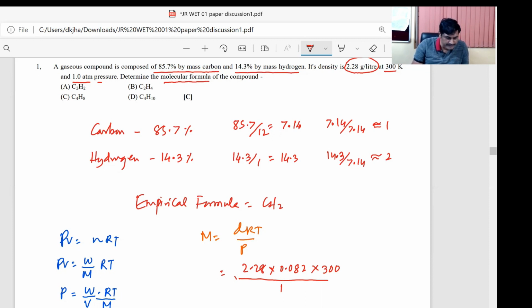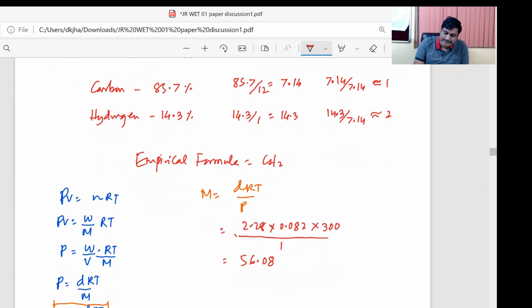How much does it come? Let's calculate this one. Let's finish this. We write 2.28 into 0.082 into 300, which is 56.08. Leave this one, just take a round figure, 56. This one is the molecular weight.